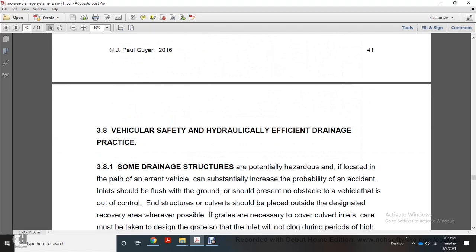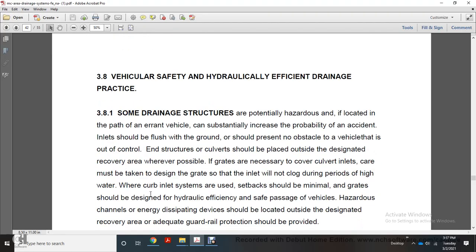Drainage practice should be vehicular safe and hydraulically efficient. Some drainage structures are potentially located in the path of a runaway vehicle, which can substantially increase the probability of an accident. Inlets should be flush with the ground and be a non-obstacle to a vehicle that is out of control, and the structure of the culvert should be placed outside designated recovery areas wherever possible.